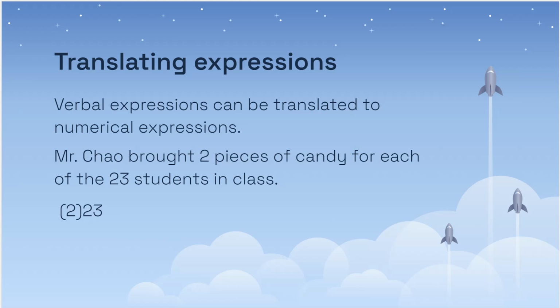So the skill that we'll be learning today is translating expressions. Verbal expressions can be translated to numerical expressions. For example, Mr. Chow brought 2 pieces of candy for each of the 23 students in class. So we can take this verbal expression and convert it to a numerical expression. 2 pieces of candy times 23 students. That gives us the total number of candy that I need to bring. Yum.